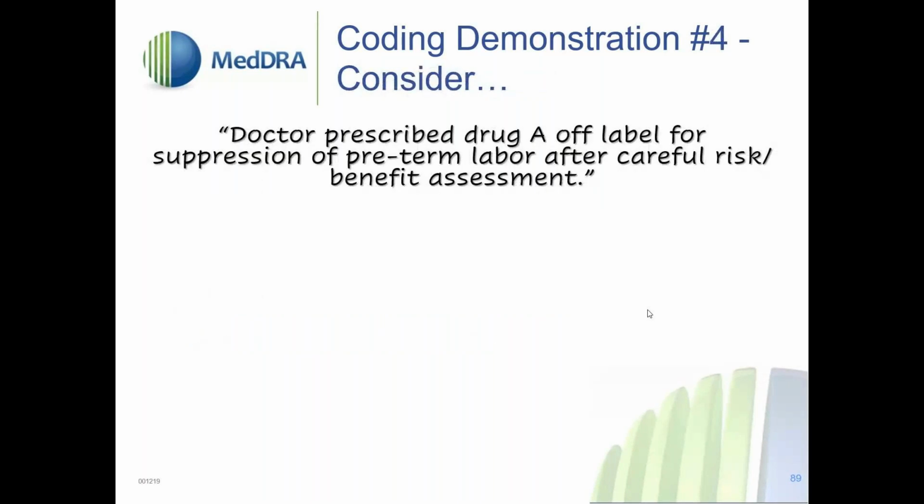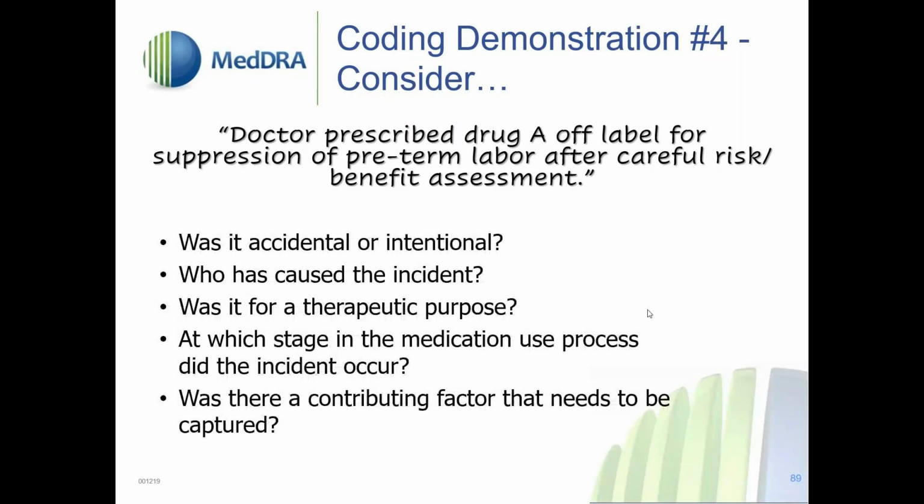Next exercise. Doctor prescribed drug A off-label to suppress preterm labor after careful risk-benefit assessment. So what does this verbatim tell us? What do we know? We know whether it was accidental or intentional. Yes, we know that this was a conscious decision. Do we know who caused it? Who made this decision? Yes, it was the doctor, the HCP.